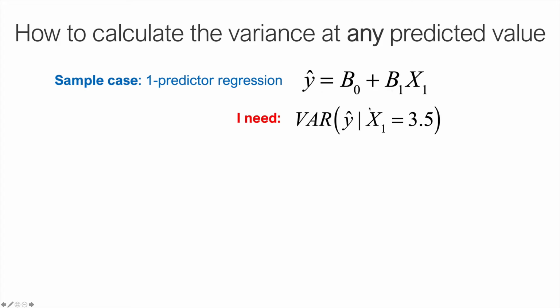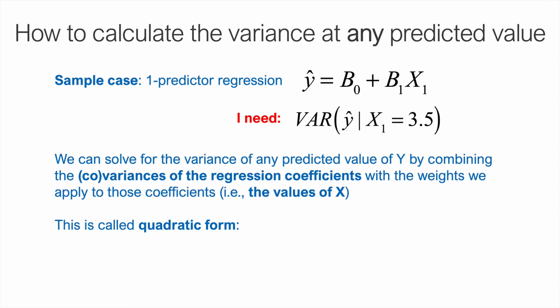But suppose what I want is the variance or standard error of my predicted y, where x1 is equal to exactly 3.5. Well, I can get that. I just need a few extra values, right? I need the values of x that go into solving for predicted y. So I'm going to need to know which value I want, 3.5. And I'm also going to need a weight for the intercept, which is a value of 1. My intercept term has an implied 1 in front of it.